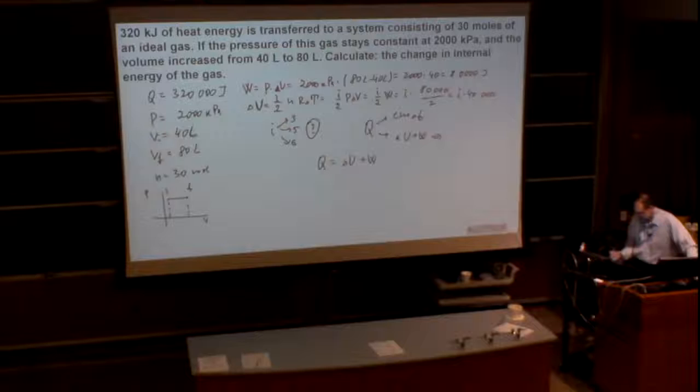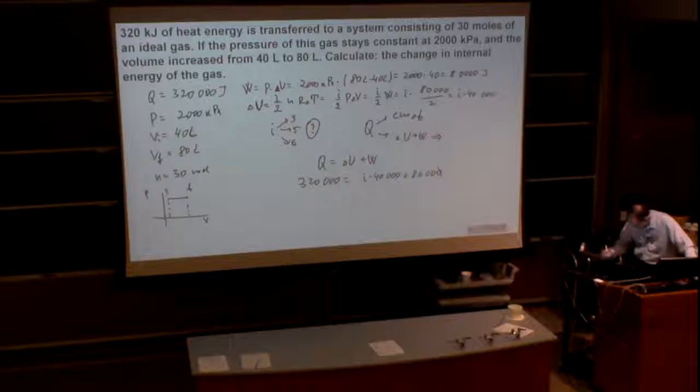Now I know this number, kilojoules, and I know it has to be equal to I over 2 times 40,000 plus 80,000. Well, it gives me an equation with only one unknown. So plus, I can cancel four zeros immediately. So what's left? 32 minus 8 over 4 equals I. I equals 6.